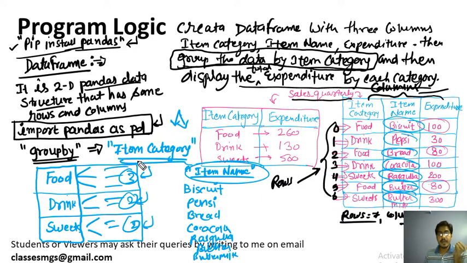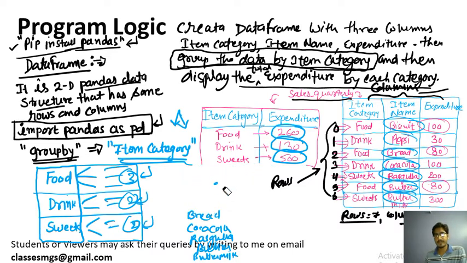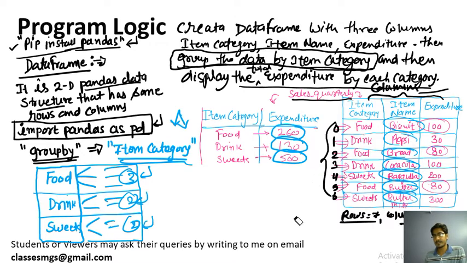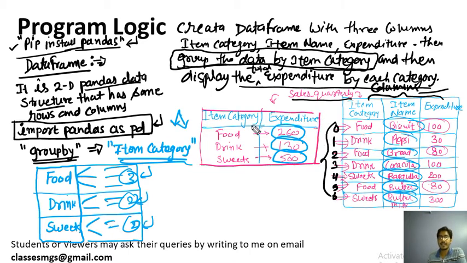Now we will see how to do this sum operation. For that I need to remove some space here. I am removing this also, this is not important. Now let's suppose this is the table, and we have created the groups using group by item category.